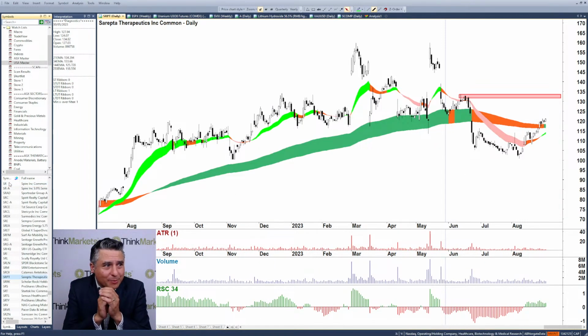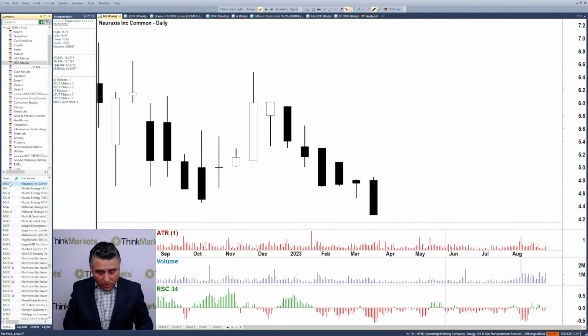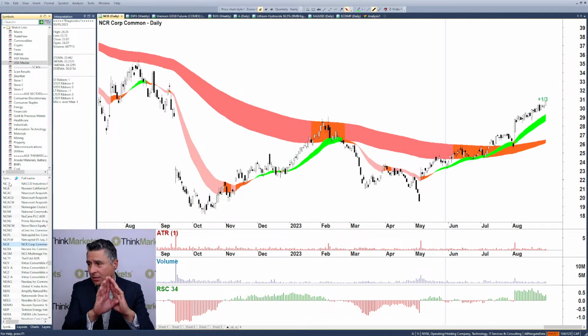I think Nick's on a call somewhere. SRPT, not for me. I think it can go up maybe to the 130s, but I'm going to put that one in the too hard basket. NCR, which maybe you didn't see that one either. I just think it's a great setup. Plus 130, no complaints from me at all.